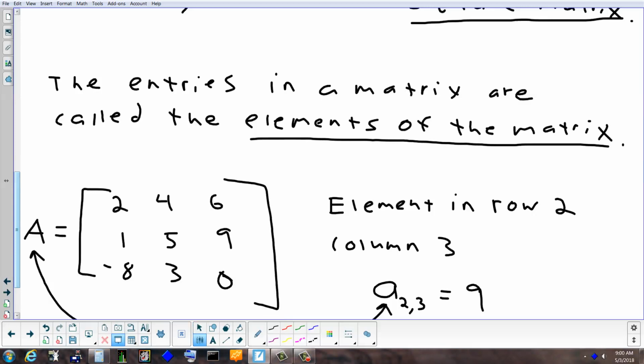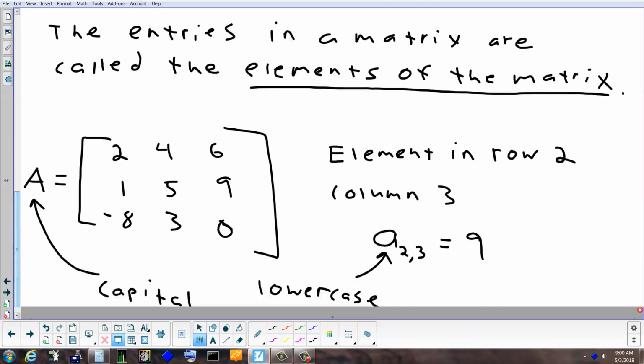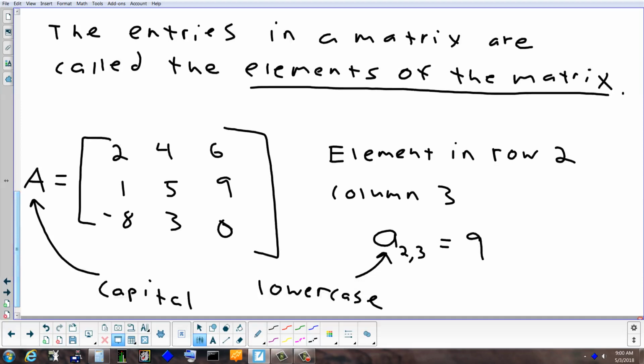Okay. On a computer, the way you would reference that is, well, you have the name of your matrix. And on a computer, you can name it anything you want. It doesn't just have to be a capital letter. You could call it part numbers or colors or ages. You could call the matrix name whatever you want to call it. And you would do something like this.